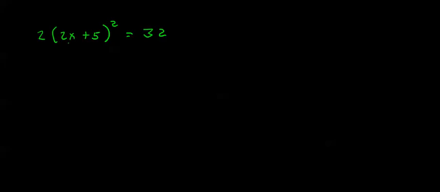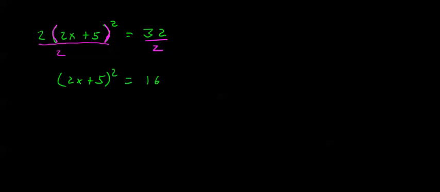First thing we have to do is get rid of this 2. This parentheses here that I've outlined in pink must be isolated. Before we can take the square root, we must get rid of this 2. So we divide by 2, and I end up with the quantity 2x plus 5, squared equals 16.